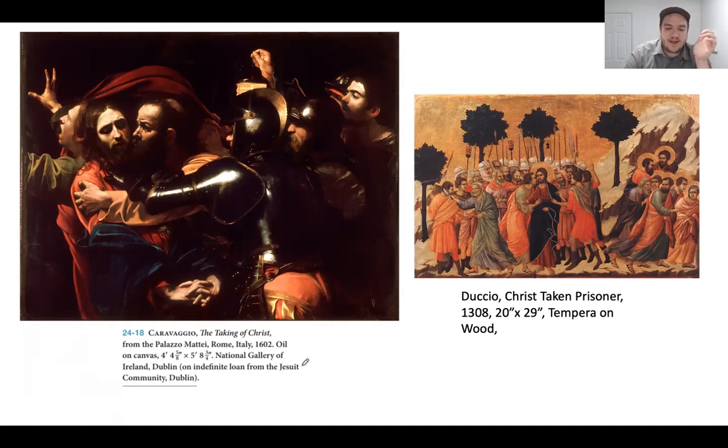Caravaggio is much more advanced than that. You can see it's like 200 years later, getting this, I don't want to say photorealistic, because that's kind of its own art genre, much later in time. But it is very realistic.